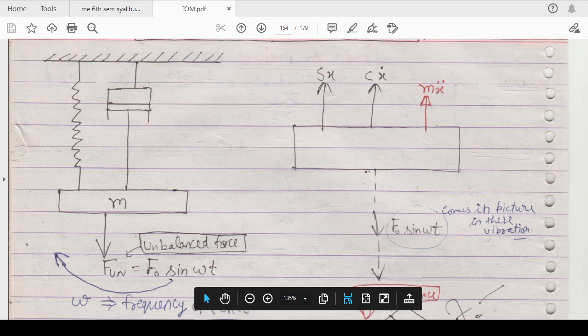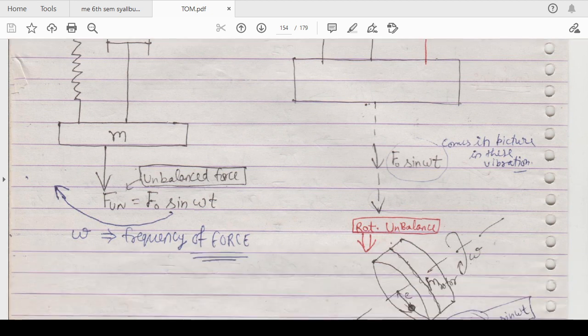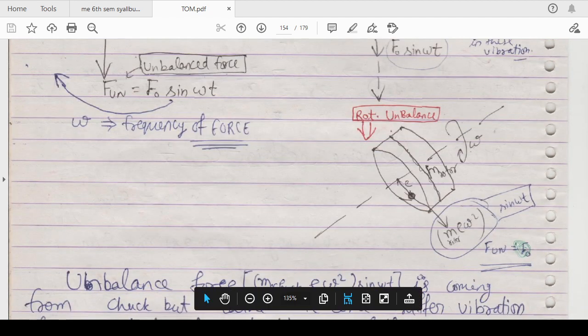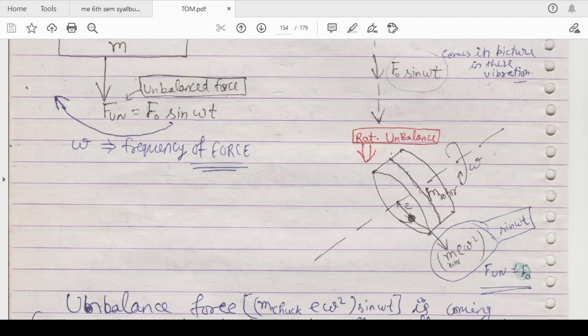Now if you apply D'Alembert's principle, then your free body diagram will look like this: Sx, Cx dot plus Mx double dot in the upward direction, while this rotating unbalance, or any kind of unbalance, here we are just taking it as a rotating unbalance, which comes in the picture because of the unbalanced forces. If you recall your theory of rotating unbalance and reciprocating unbalance, which you studied in the previous syllabus of DME1, then you can see that this is a kind of unbalance in any rotating machinery or mechanical component.